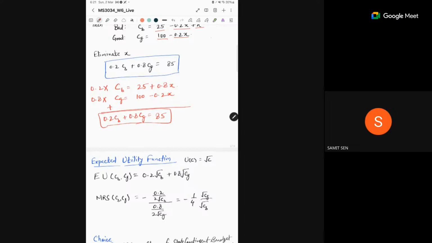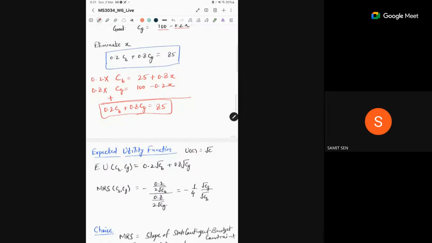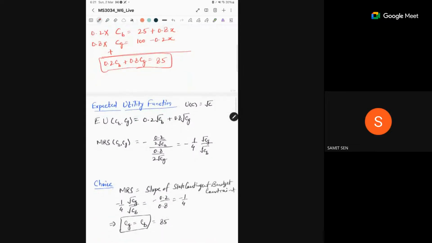Okay, and now, as the future is not known to you, instead of using the utility function, we use the expected utility function. So what is the expected utility function? This E notation would come in front of the utility function and we call that the expected utility function. There is a 20% chance that you will have bad consumption and an 80% chance that you will have good consumption. So this will be my expected utility function.